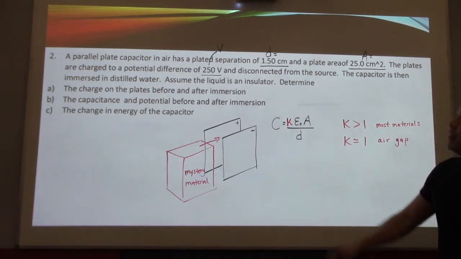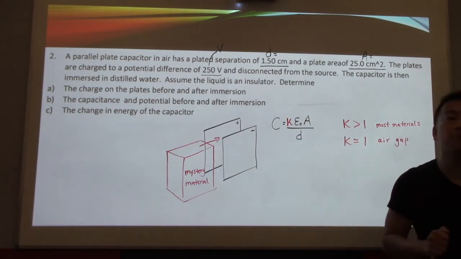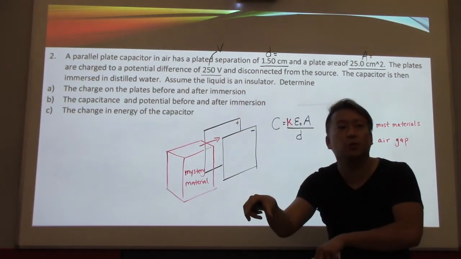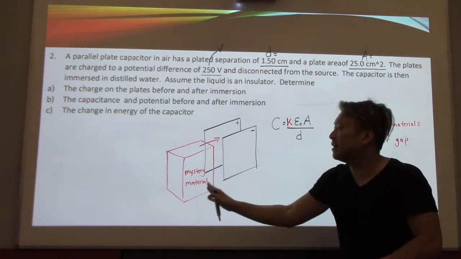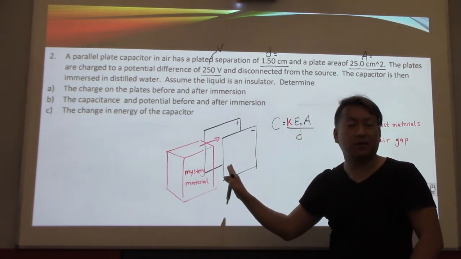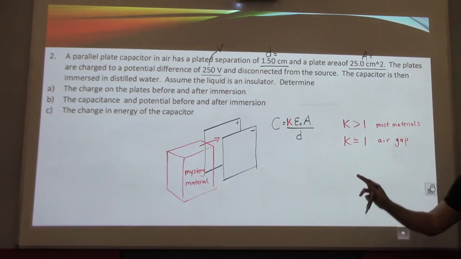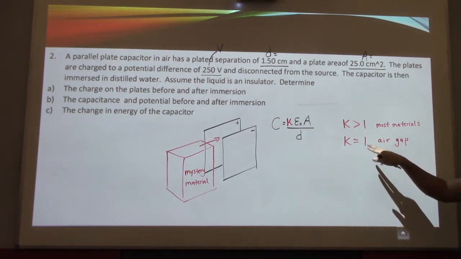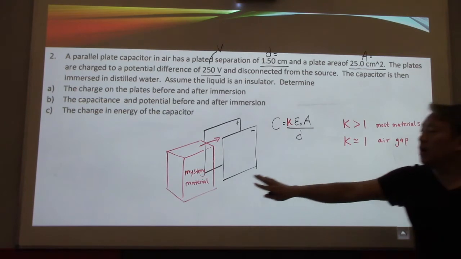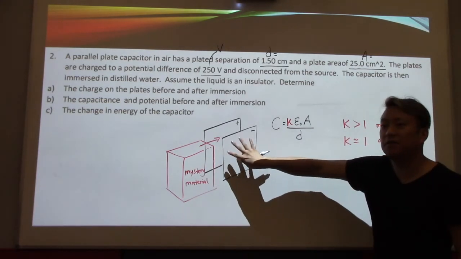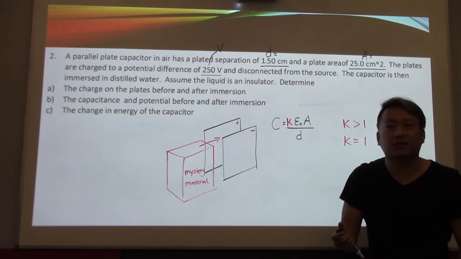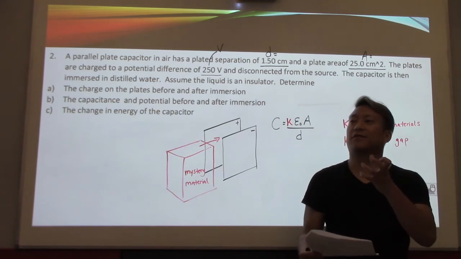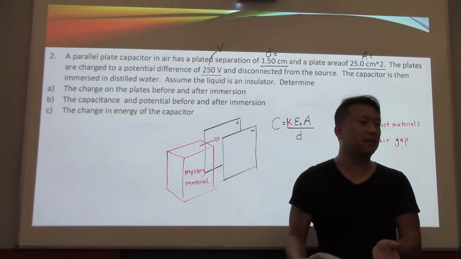Determine these three things: the charge on the plates before and after immersion. So, immersing this capacitor in distilled water is like putting a material in between the plates. Because before there's just an air gap, and when there is an air gap, the K is approximately 1. That's why you don't see it there in the equation. But normally, for most materials, K is larger than 1. So this material inserts itself, and it basically prevents the electric field lines from going through it. You can kind of think of it like that.